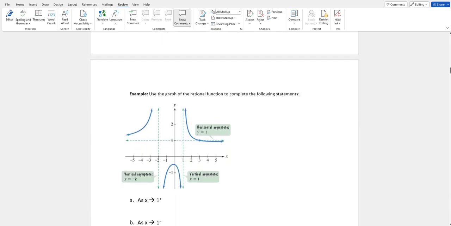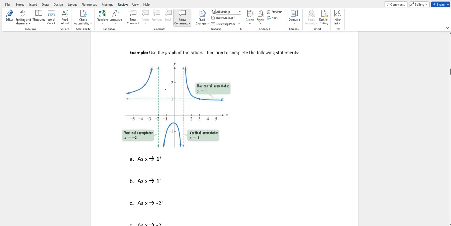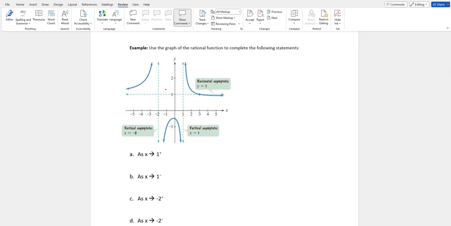This is a different graph. We have a horizontal asymptote at y is equal to 1, and we have vertical asymptotes at x is equal to negative 2 and x is equal to 1. In this first one, we're going to approach 1 from the right. We're approaching 1. As we get to 1, we hit this graph here, and as you can see, this graph is going up into positive infinity.